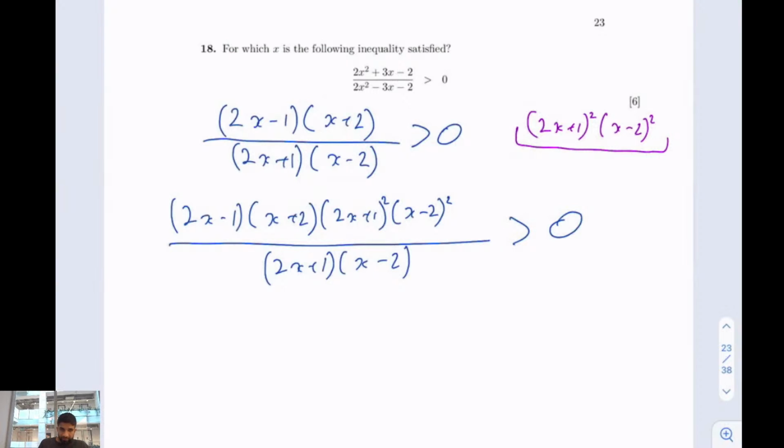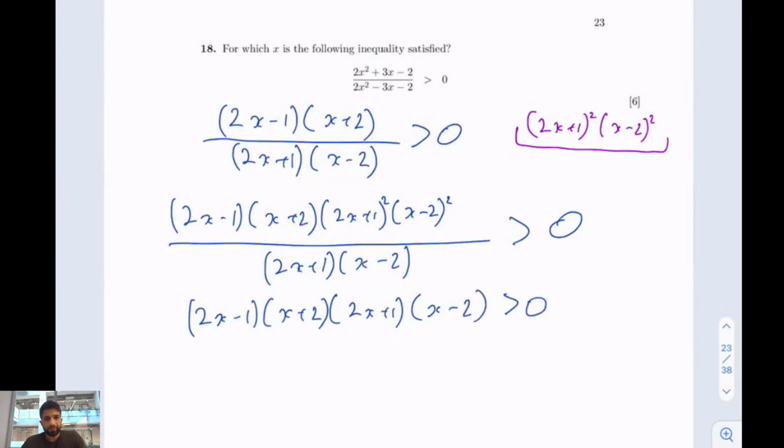Simplifying, doing the cancelling, we have got 2x minus 1, x plus 2, 2x plus 1, x minus 2, greater than 0. And this is quite a nice form actually, because it's already factorized.